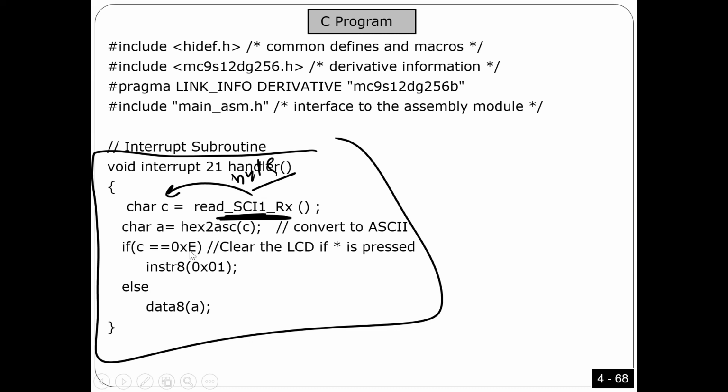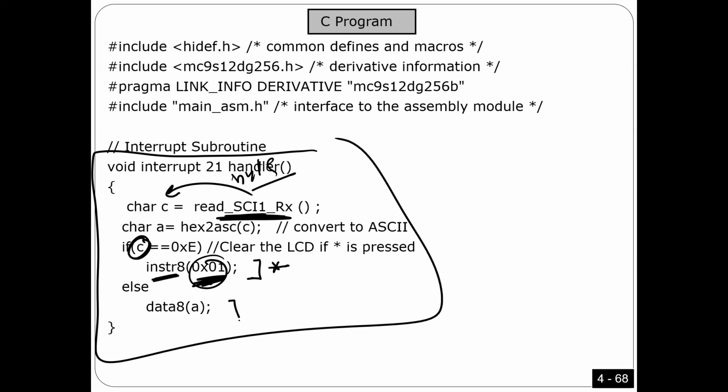And then I'm going to compare it. I want to check if this value is an asterisk or not. If this value is an asterisk, I'm going to clear the LCD using number one. Number one here is a command. Instruction 8 is used to transmit a command. So now, if C is an asterisk, I'm going to come here.